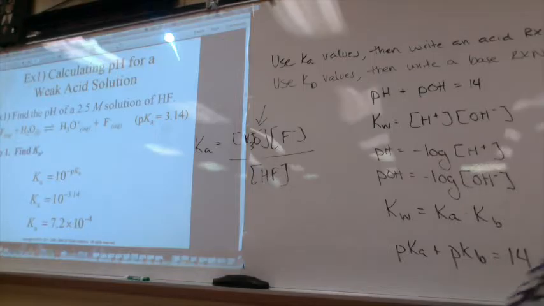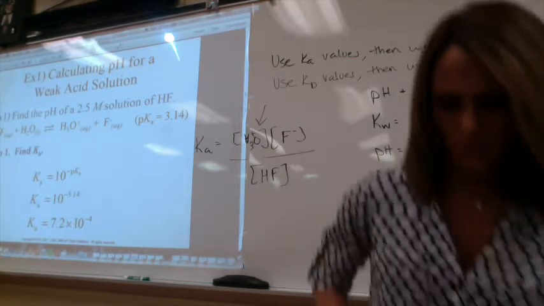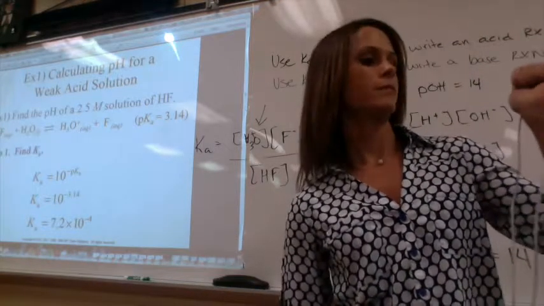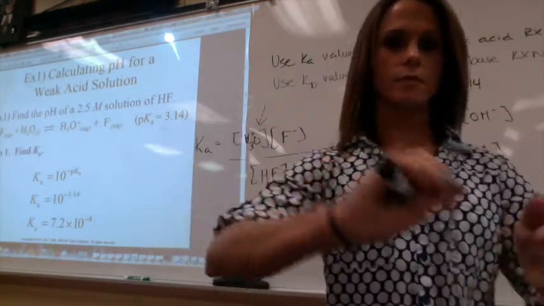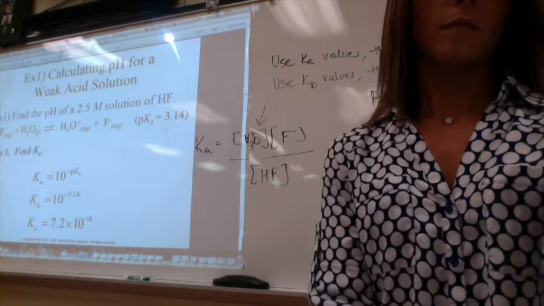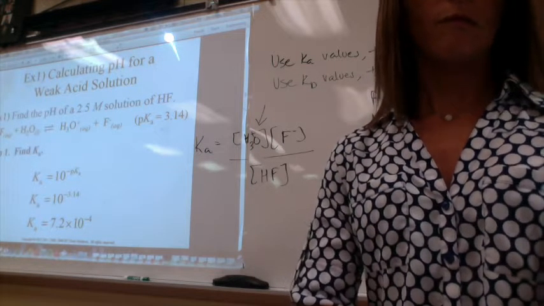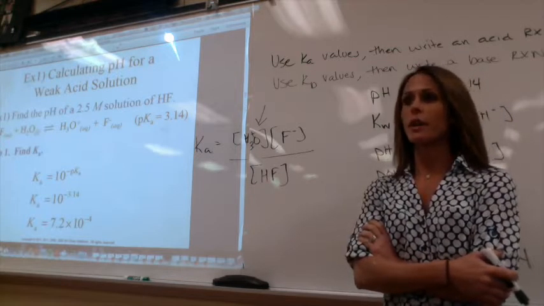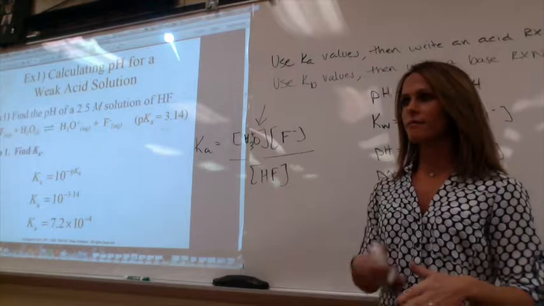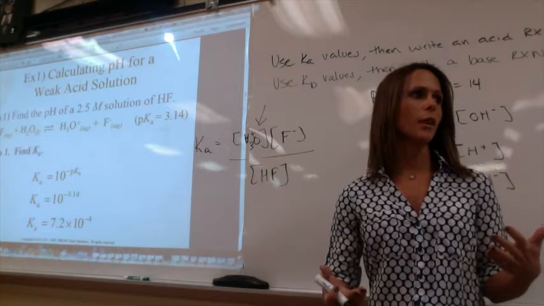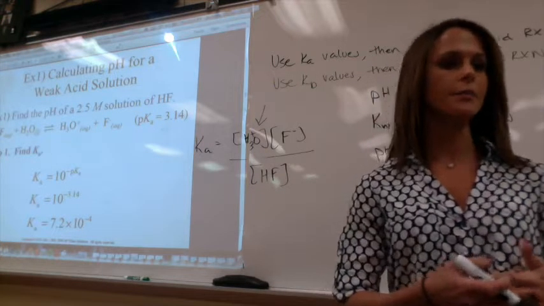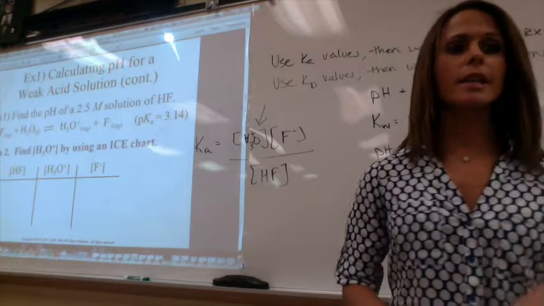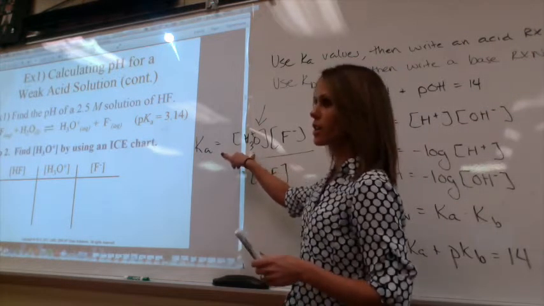So when you're done, check that you got the answer. We got 7.2 times 10 to the negative fourth. That is also indicating that you have a weak acid, because you have a low Ka value. Now we're going to solve for H+ by plugging in this expression here.